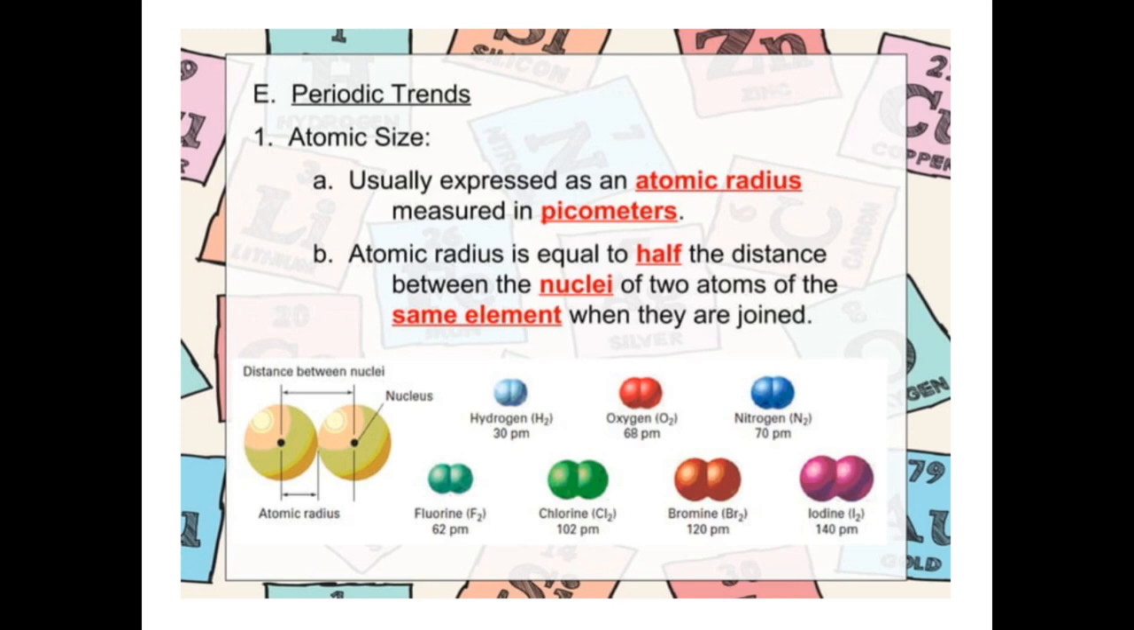If you look at this diagram, the one with the lowest atomic radius is hydrogen, having 30 picometers. Oxygen is 68, nitrogen 70. And then more interestingly, if you look at the halogens, starting from fluorine, it is increasing from fluorine to chlorine, bromine, and iodine.